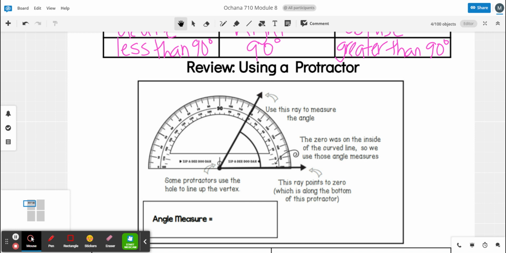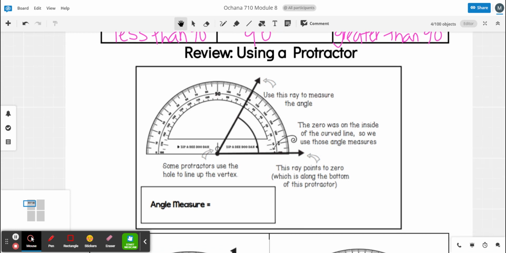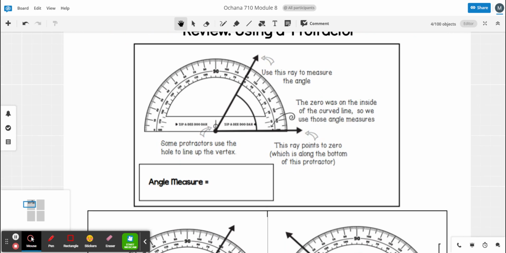Now we're going to review using a protractor. So by now you guys have probably already watched that quick little 4-minute video on YouTube learning how to use your protractor. So we're just going to go through this pretty quickly. Okay. So some protractors will have a hole to line up the vertex. The zero is on the inside of the curved line. So we use those angle measures. We use this ray right here to point to 0. And then this ray right here is used to measure the angle.